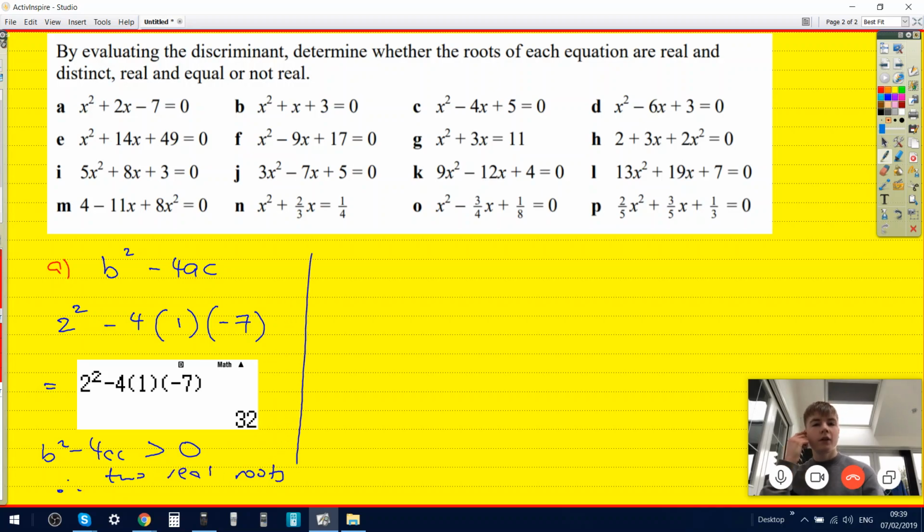Will you ever be asked to find out what those roots are? Yep, I mean they're just the solution, so that's just solving a quadratic. So you might have to do the whole quadratic formula, but if they just ask for the number of roots, then you can just go straight in. Let's do a tricky one.